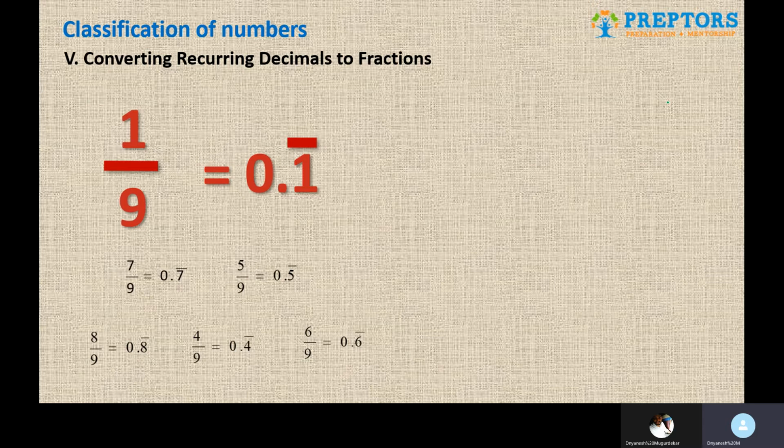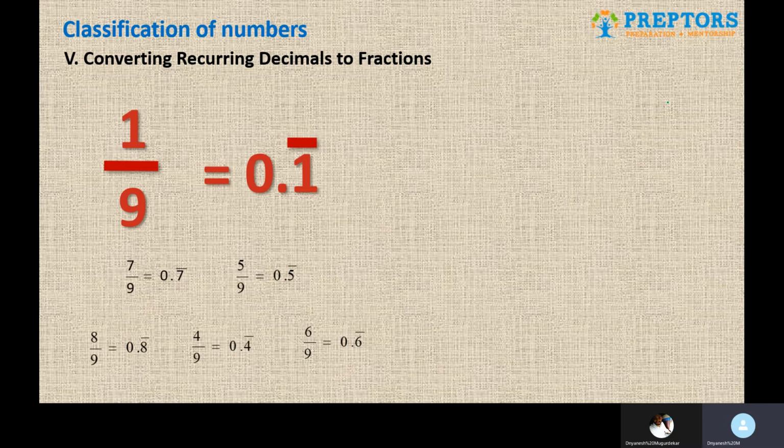0.5 bar will be 55.55%, which will be 5 by 9. 0.4 bar will be 44.44%, which is 4 by 9. 0.8 bar will be 88.88%, which will be 8 by 9. 0.7 bar will be 77.77%, which will be 7 by 9, and so on.